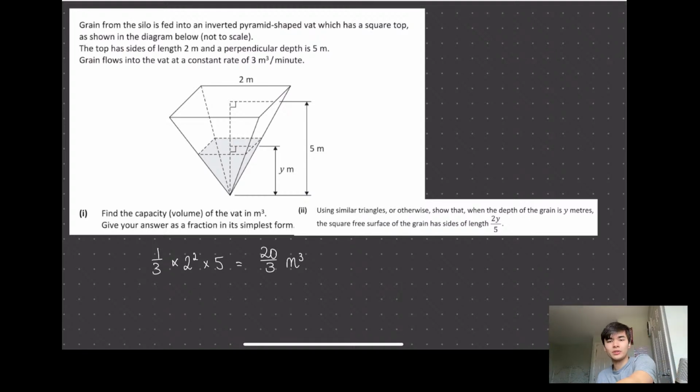Okay, so we've got that the depth of the grain, or the height of that grain there, is y. And we could use another variable here. It's probably the easiest.